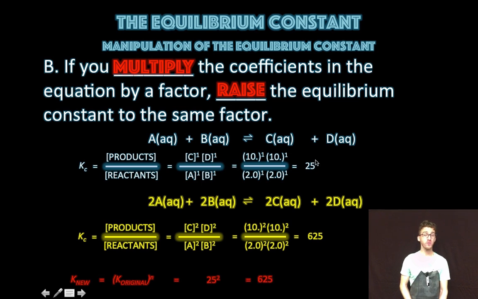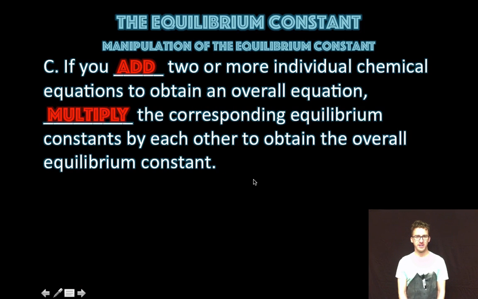25, our original equilibrium constant, squared, the factor that we multiplied the equation by, gives us 625, or the value of the new equilibrium constant. Final manipulation. If you add 2 or more individual chemical equations to obtain an overall equation, multiply the corresponding equilibrium constants by each other to obtain the overall equilibrium constant.